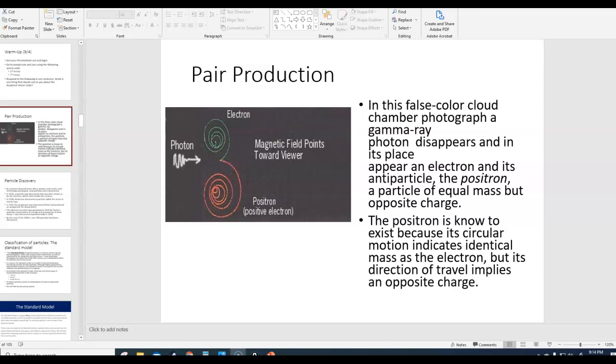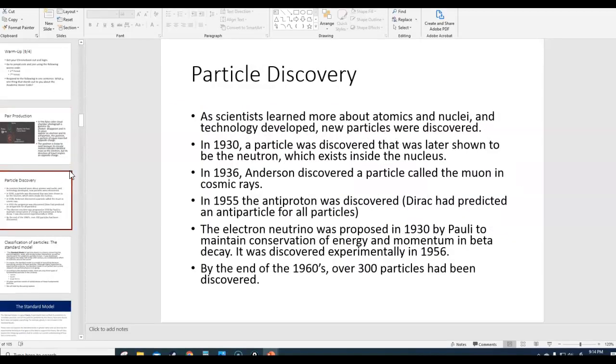Okay, so remember that Dirac mathematically predicted the existence of the positron in the late 1920s, and in the early 1930s it was actually experimentally discovered along with the neutron. Okay, and so around this time we started discovering a lot of new particles. We discovered the neutron, which exists inside the nucleus, in 1930. That was done by a physicist named Chadwick. In 1936, a physicist named Anderson discovered a particle called the muon in cosmic rays.